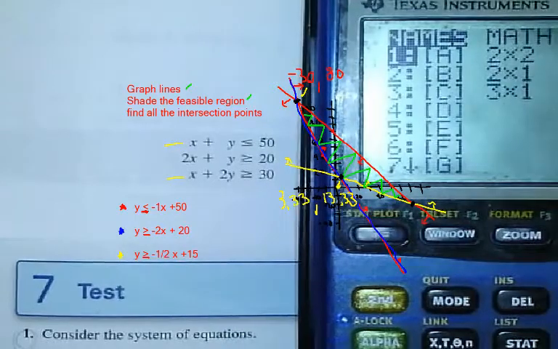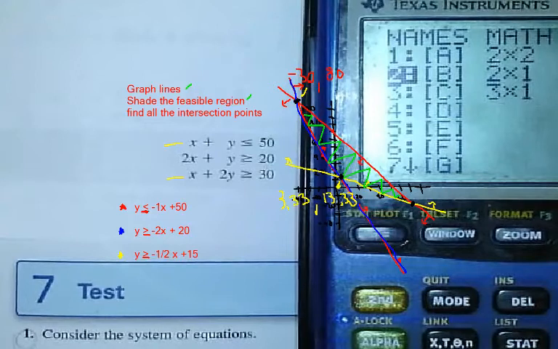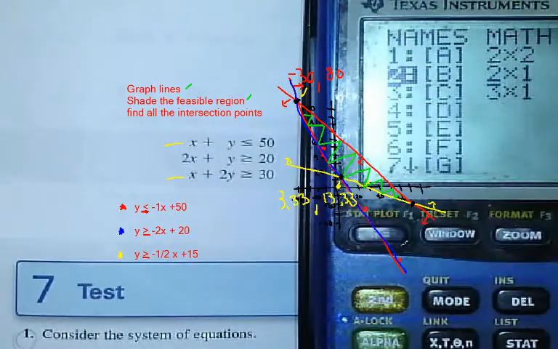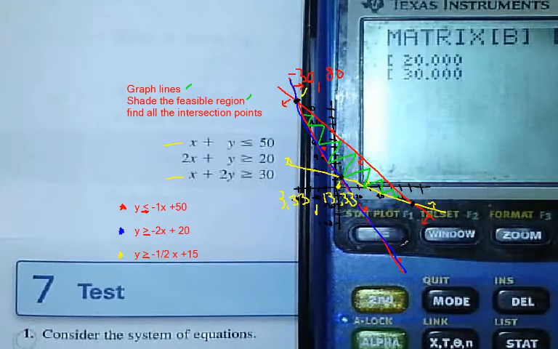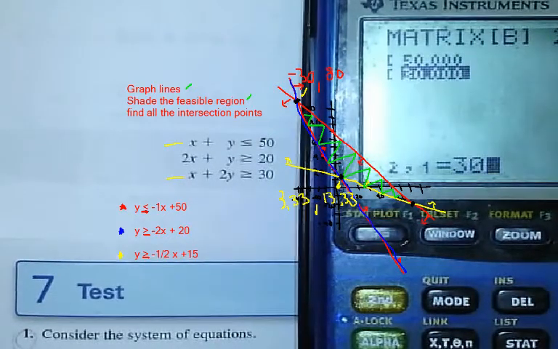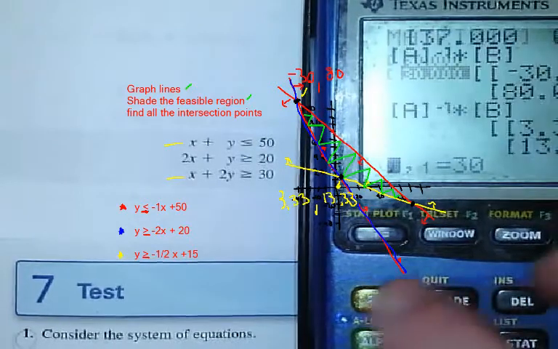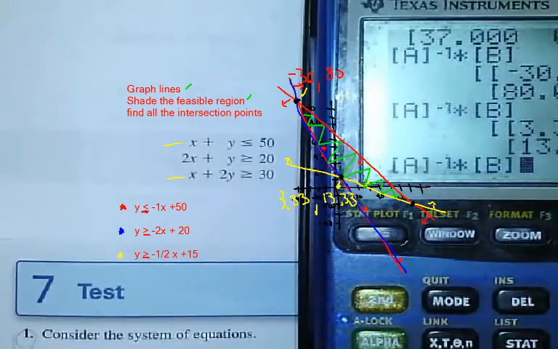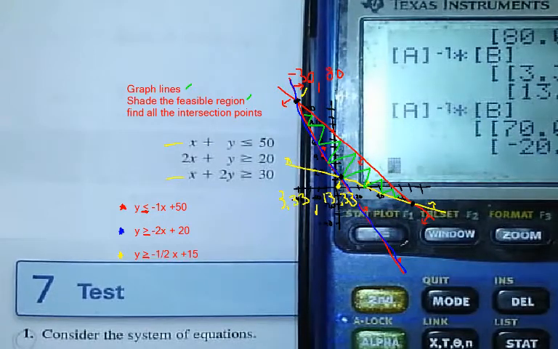And then the other matrix that we're dealing with is matrix 2, and it is 50 on top, right? The top one's 50, the bottom one's 30. So we need the top 50. So we're going to say 50 and 30. Kaboom! A inverse times B. 70 and negative 20. Oh, goody.